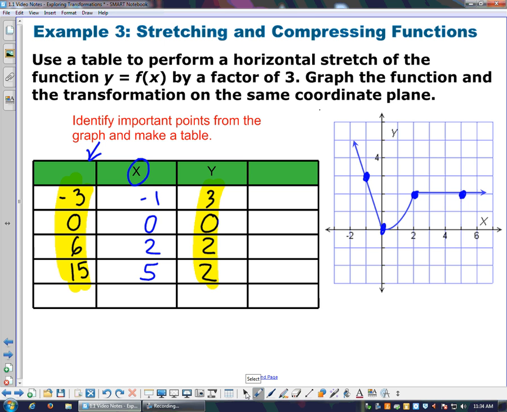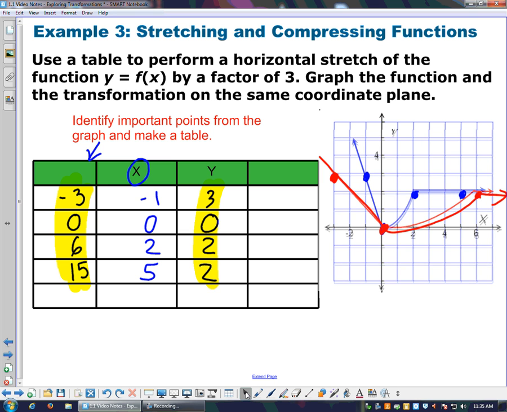So if I plot (-3, 3), that's right here, and (0, 0), and (6, 2), and (15, 2) is going to be off my graph, but I think we'll get the idea of what's happening here. This piece goes here, this kind of curves around like this, and then comes straight out like that. And do we have this one up here too? And there it is, looking something like that.